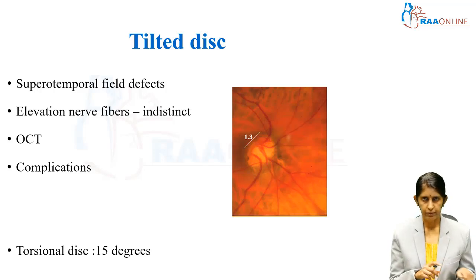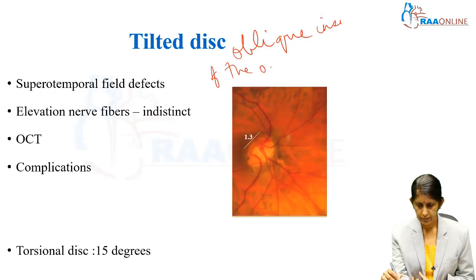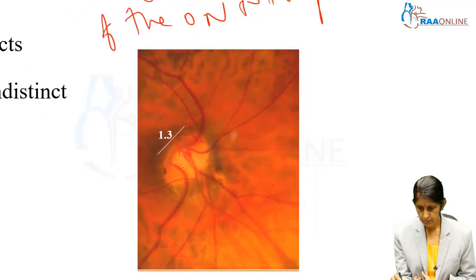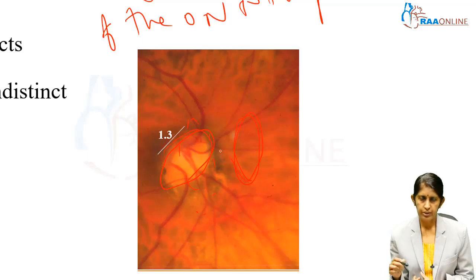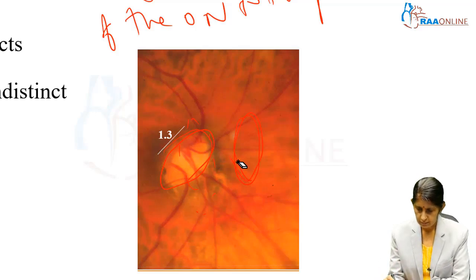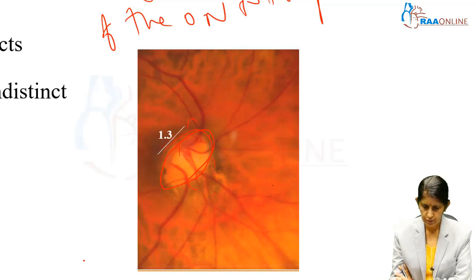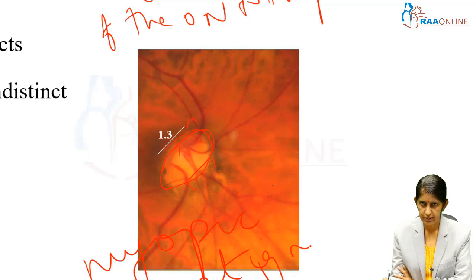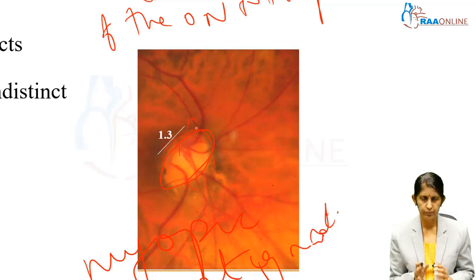A tilted disc, by definition, when we say tilted disc, we are talking about oblique insertion of the optic nerve to the globe. So, that is what you are seeing in this picture. The optic nerve head, which is supposed to be like this normally, is now in a tilted fashion. This tilted appearance is the reason why these patients are symptomatic, and one of the commonest causes of decreased vision is myopia. These patients can have what you call myopic astigmatism. Myopic astigmatism is one of the common associations of tilted disc, by virtue of the position of the disc.